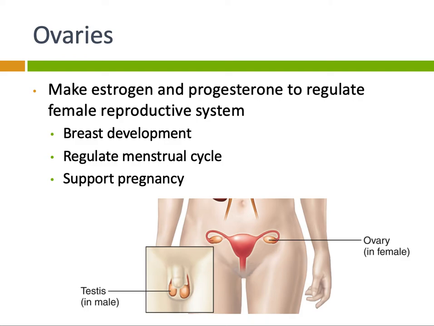Ovaries. The ovaries are just in females, and they are going to produce the hormones estrogen and progesterone. These are really critical in regulating the female reproductive system and the menstrual cycle. So they are in charge of breast development, regulating the menstrual cycle. And so these hormones will fluctuate throughout the month of the menstrual cycle, as well as throughout a woman's life as she approaches puberty and then as she approaches menopause. And then they're also going to be integral in supporting the pregnancy.